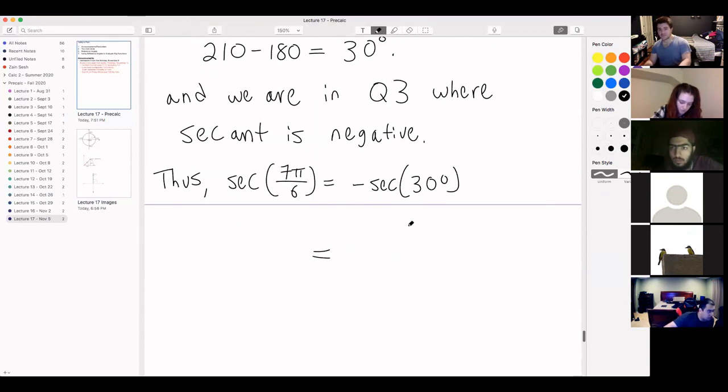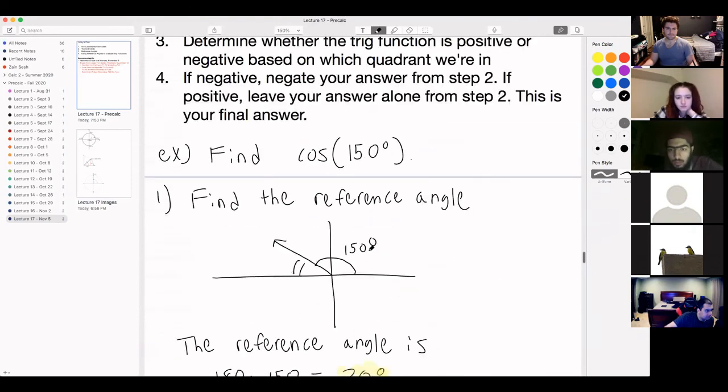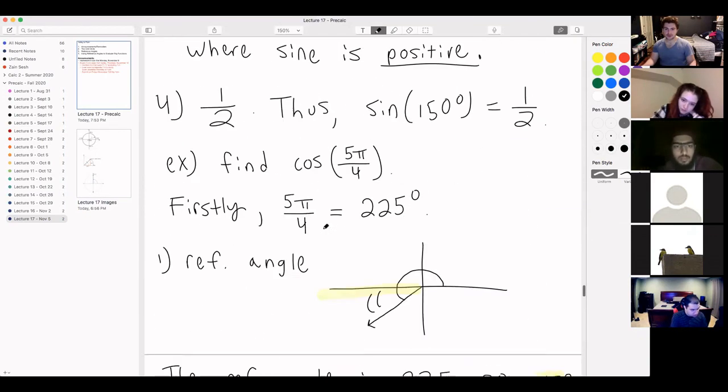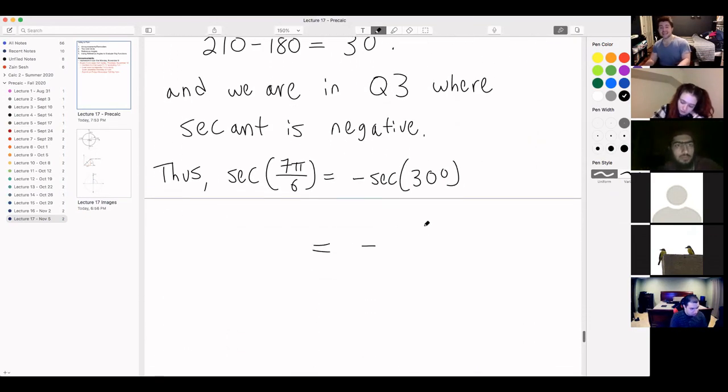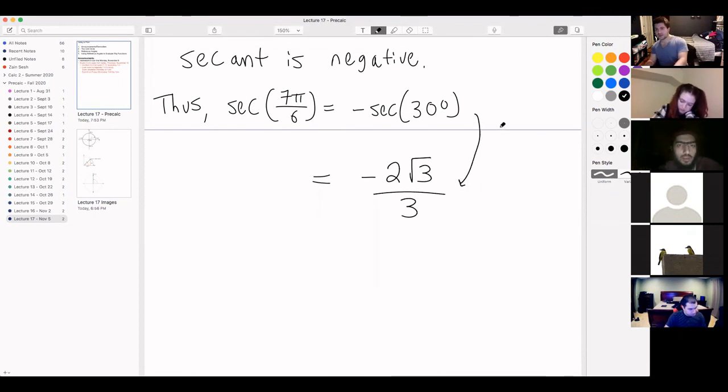Now recall what secant is. Well, actually, we don't even need to do that. We can use our table. So it will be negative. Now I'm going to scroll up to what secant of 30 is. Okay, I go to the secant row, travel to 30 degrees, 2 root 3 over 3. Beautiful. So the answer will be negative 2 root 3 over 3. So from this step to this step, this is from the trig table. That is very useful.